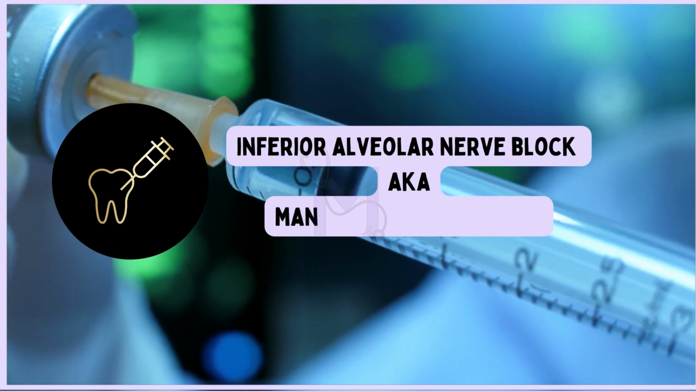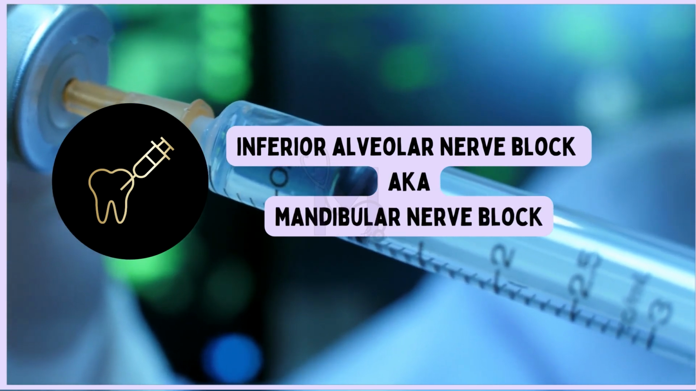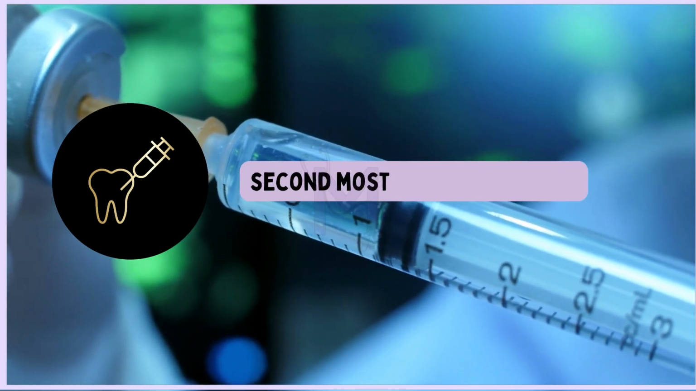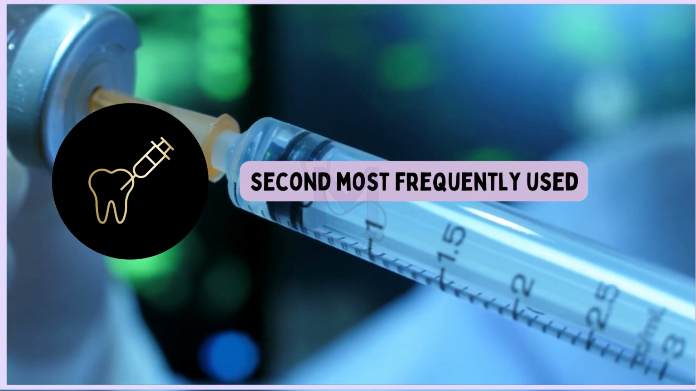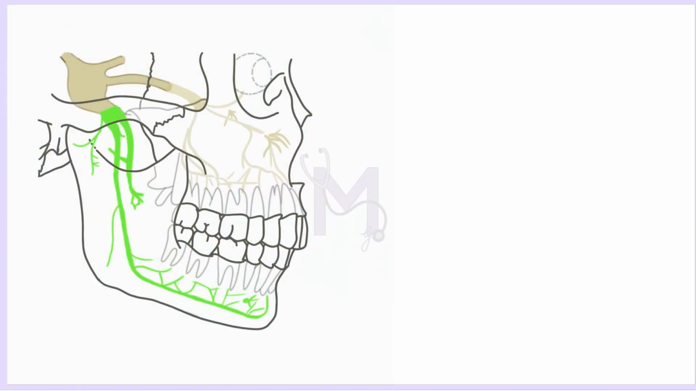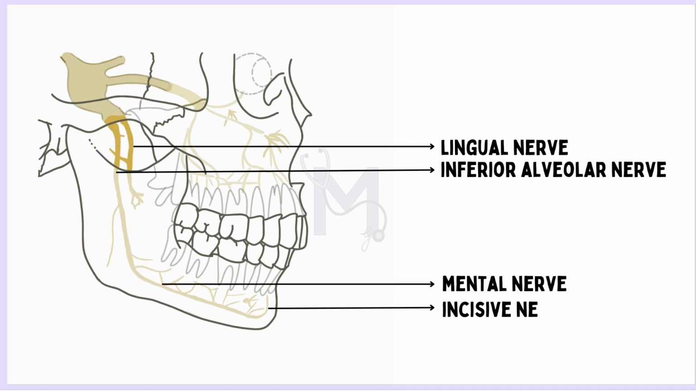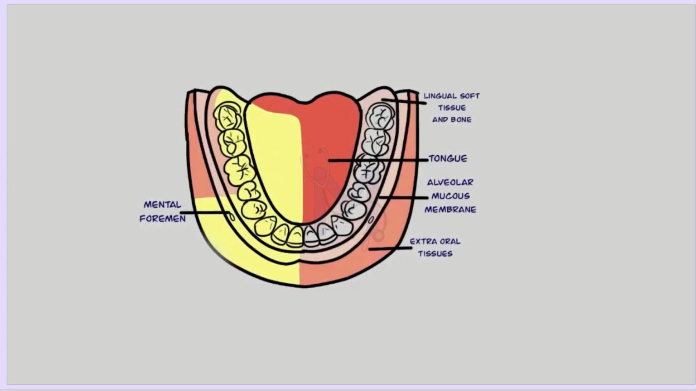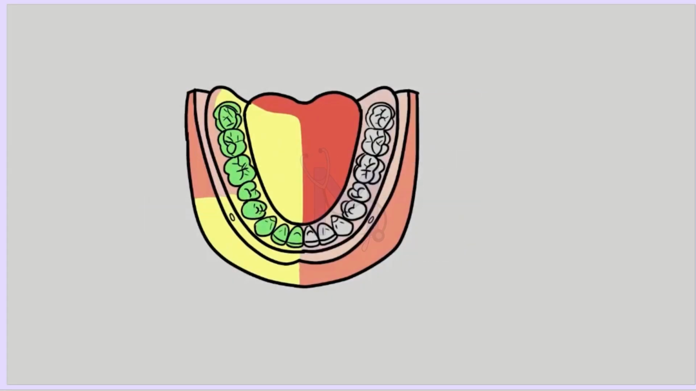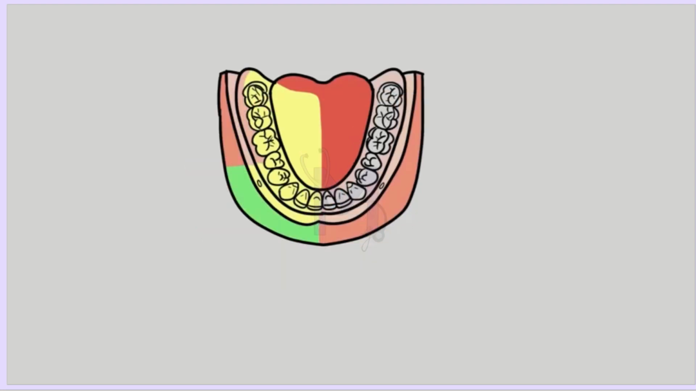Inferior alveolar nerve block, also known as mandibular nerve block, is the second most frequently used nerve block technique in dentistry. The nerves that are anesthetized during this block are the inferior alveolar nerve, lingual nerve, mental nerve, and incisive nerve. The areas that are anesthetized by this block include the mandibular teeth, buccal mucoperiosteum, and mucous membrane anterior to the mental foramen. The lower lip, which is supplied by the mental nerve, also gets anesthetized by this block.